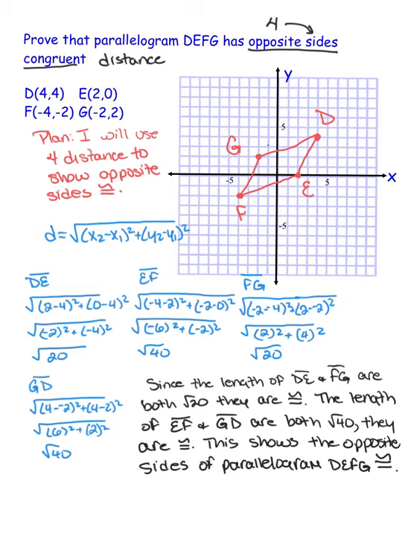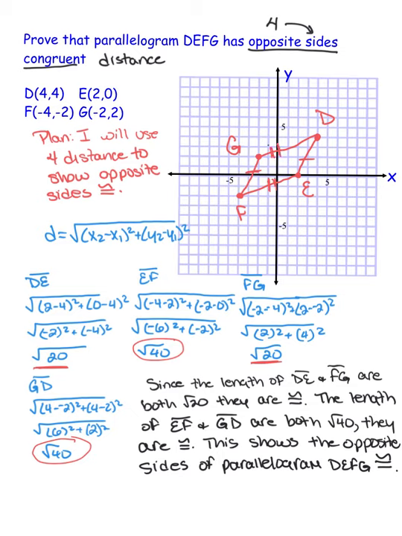Okay, so now if we look at the work, my plan is I will use 4 distances to show the opposite sides are congruent. I wrote the distance formula down once so that I can use it for all 4 sides. When I do the distance, I found that DE is radical 20. I also found that FG is radical 20. And then I found that EF is radical 40 and GD is radical 40. If I look at my picture, that shows me that this side is equal to this side, or congruent. This side here is equal to, or congruent to, that side.